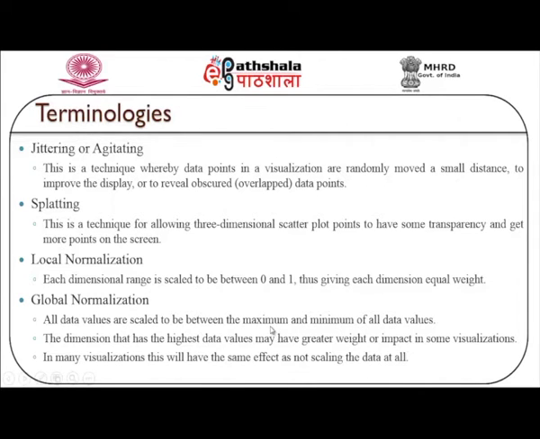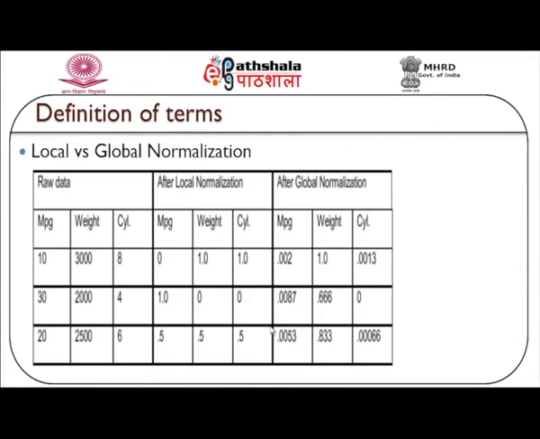Local normalization: each dimensional range is scaled to be between 0 and 1, thus giving each dimension some equal weight. In global normalization, all data values are scaled to be between the maximum and minimum of all data values. The dimension that has the highest data value may have greater weight or impact in certain visualizations. In many visualizations, this will have the same effect as not scaling the data at all. So these are some of the definitions of terms, local versus global normalization.